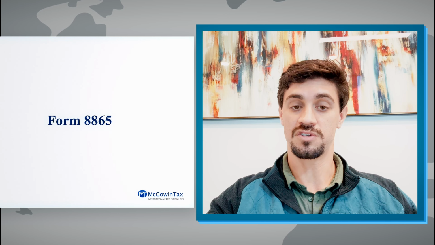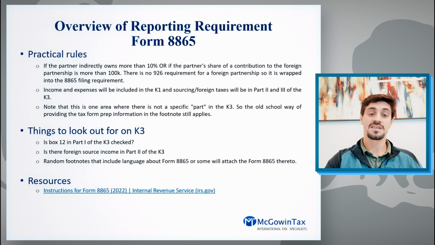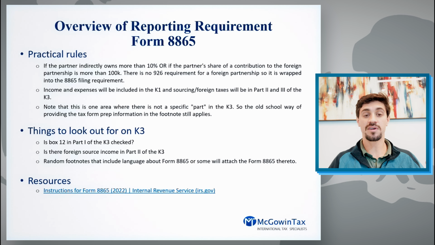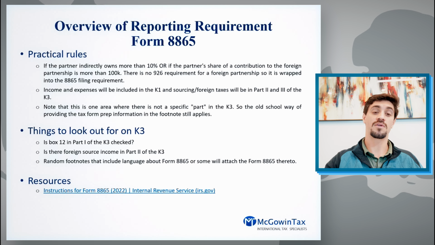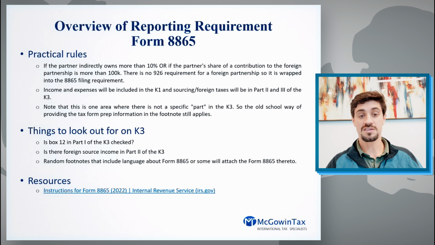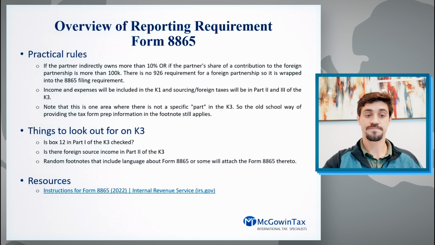So the practical rules for the 8865 are really pretty simple, and that's why I put these two together with the 926. It's really the same rule. Remember, the 926 is a contribution to a foreign corporation. It's a very narrow rule. It can't be the S corp or partnership. It has to be the individual owner, directly or indirectly contributing to a foreign corporation. So that doesn't include a foreign partnership. So here, the foreign partnership actually has its own 926-like rule, but you don't do it on a separate form. You do it on the foreign partnership form, which is 8865. So it's really the same 10%, $100,000 rule that we just talked about.